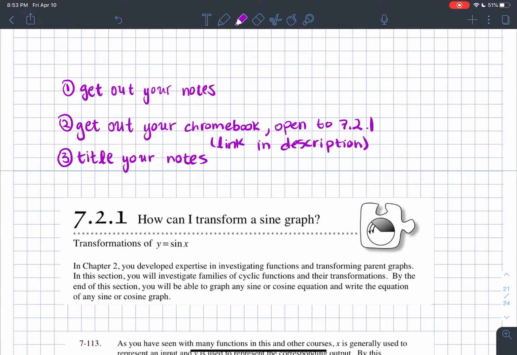Get your Chromebook open to section 7.2.1. The link will be in the description below. And please title your notes 7.2.1, How Can I Transform a Sine Graph? Go ahead and pause the video now to get these things done.